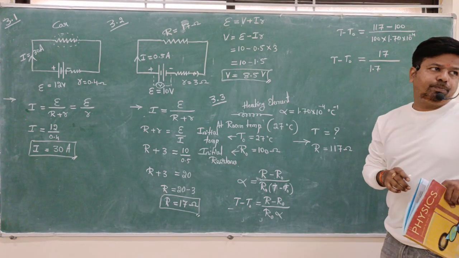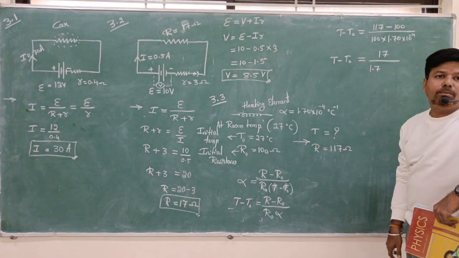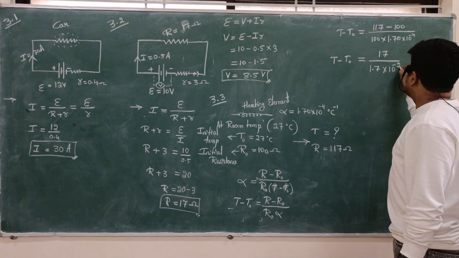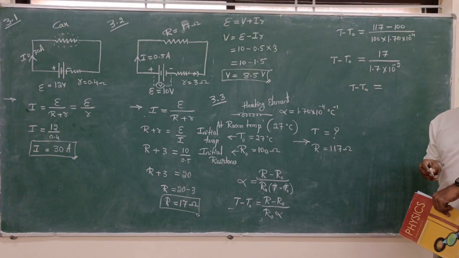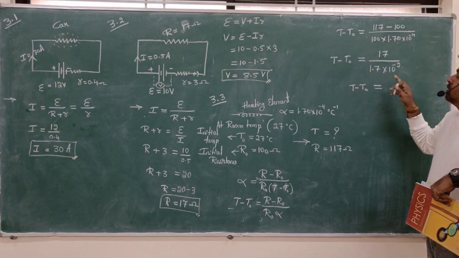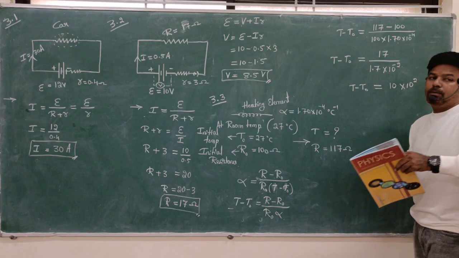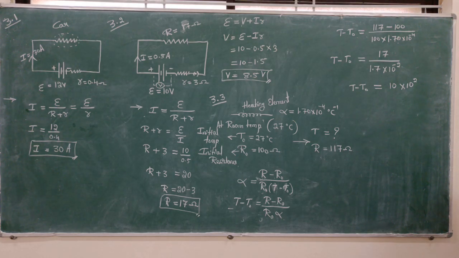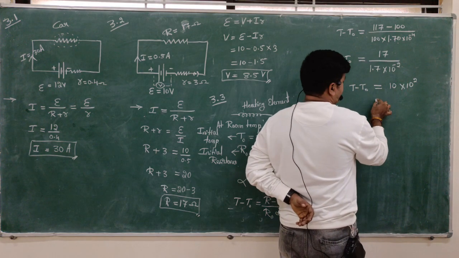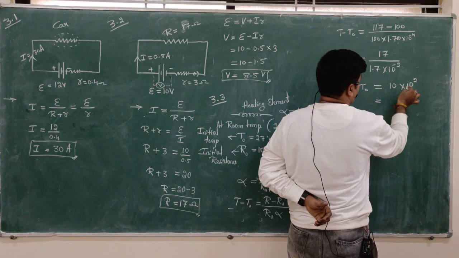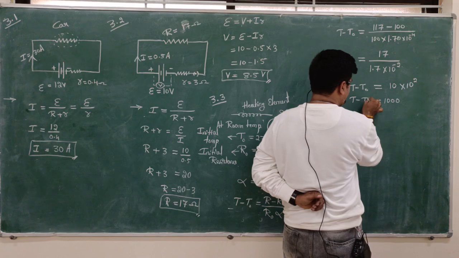100 is nothing but 10 to the power plus 2. 10 to the power plus 2 divided by 10 to the power -4 gives 10 to the power -2 in the denominator. So T minus T naught is equal to 17 divided by 1.7, which is 10 into 10 to the power plus 2, that is 100 into 10, which is 1000. So T minus T naught is equal to 1000.